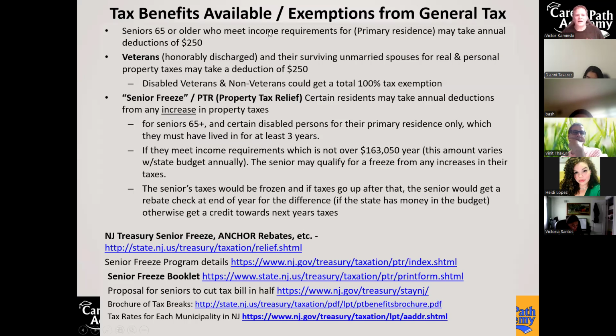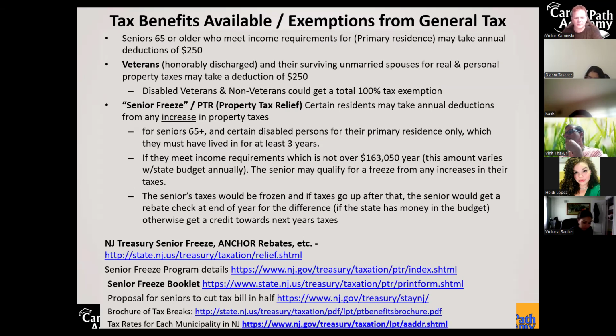All right, so here are some tax benefits that are available. These are exemptions from the general property tax. Let me update my notes here. Copy this stuff over real quick, and then we'll go over that.